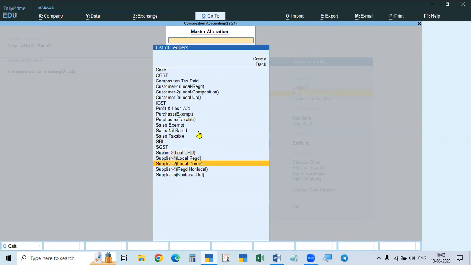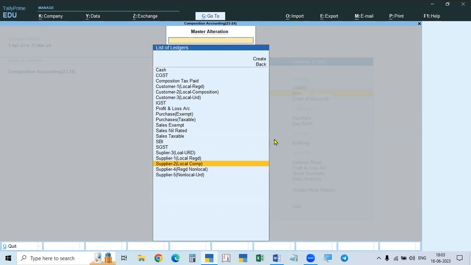So for example, within the state there are registered, unregistered, and composite. Composite will be only within the state, because other state people cannot be composition dealers to us. Registered and unregistered may be within the state, that is intrastate, or may be from another state. So I created all 5 types.